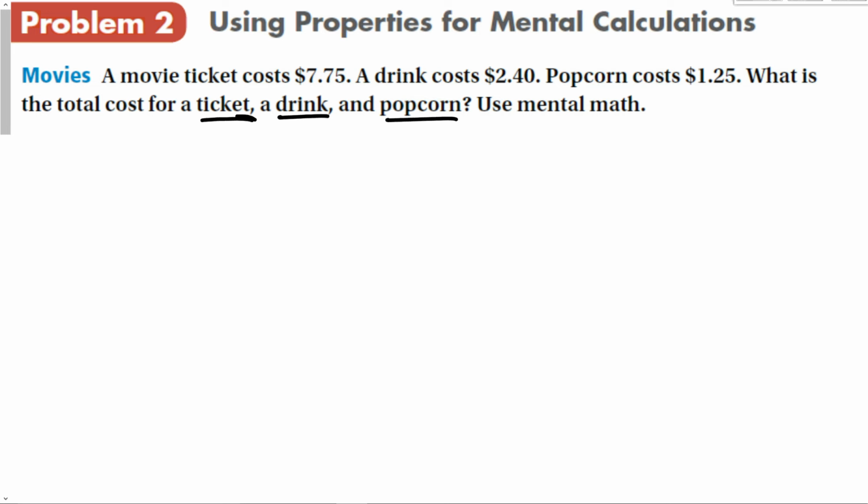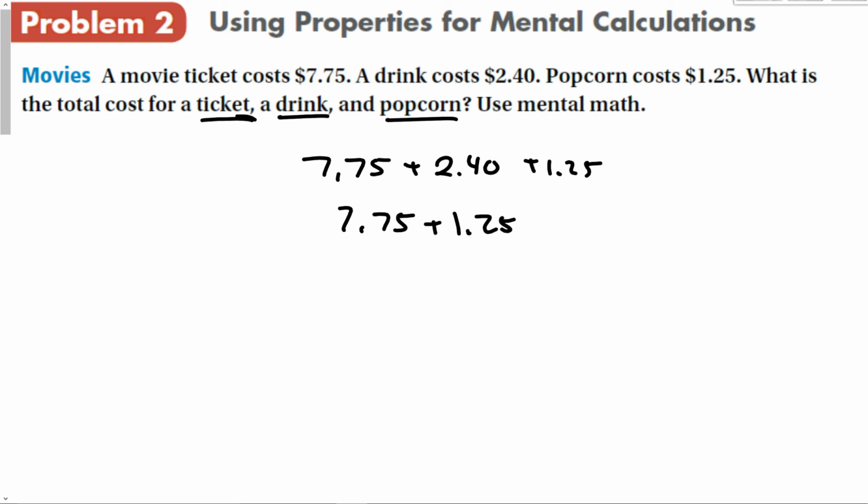So I got to pay for all this stuff. So basically, I got to add them together. So I could try to go 775 plus 240 plus 125. I could try to do that in order, but that is actually harder. If I use the commutative property, I can rearrange this stuff and add it in a different order. So I could do 775 plus 125 plus 240.